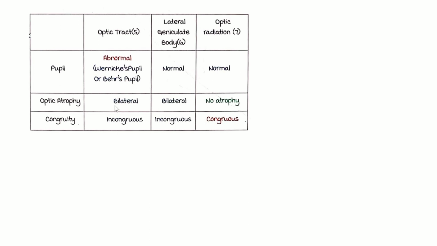Whereas optic atrophy, bilateral optic atrophy can be seen in optic tract lesion and the lateral geniculate body, whereas in optic radiation there is no optic atrophy. Okay, and congruity: incongruous, and I've already explained it is congruous, so I don't think I have to explain further.